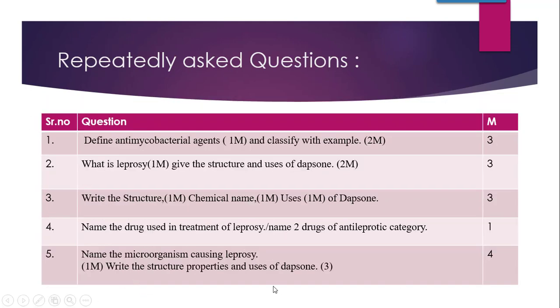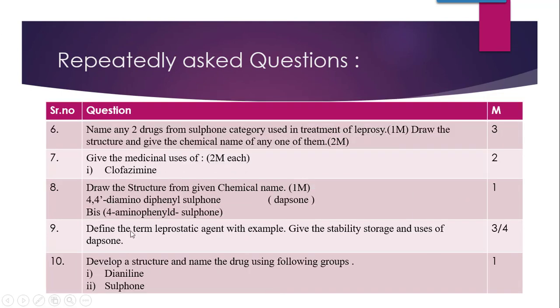Structure, properties and uses carry 3 marks, and the name of the causative microorganism carries 1 mark, so the question carries 4 marks. Then coming to the next question: name any 2 drugs from the sulfone category which are used in the treatment of leprosy. Again the question is the same. You are supposed to name the 2 drugs, but they have specifically asked that they should be from the sulfone category. So again it is dapsone and solapsone which are used in the treatment of leprosy.